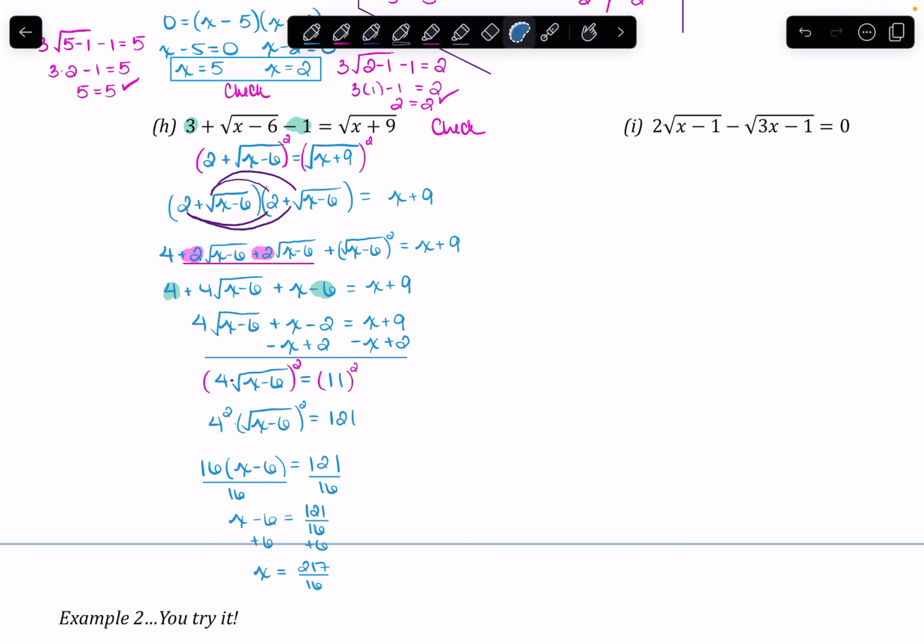Way back up here is the beginning of this problem. I'm going to shrink it to make it fit.